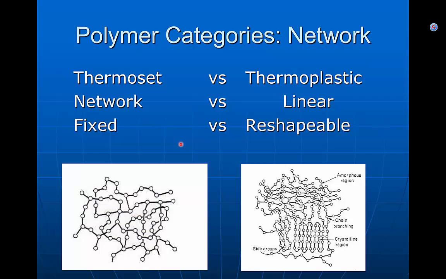All right, so to summarize, our polymer categories are broken down: thermosets versus thermoplastics. The thermoset is a network polymer. A thermoplastic is going to be a linear polymer. Thermosets will be fixed. Thermoplastics will be reshapeable, and the name kind of gives it away. Plastic, formable; set, fixed. Okay, so thermoset, here we have an example, a schematic of a thermoset idea.